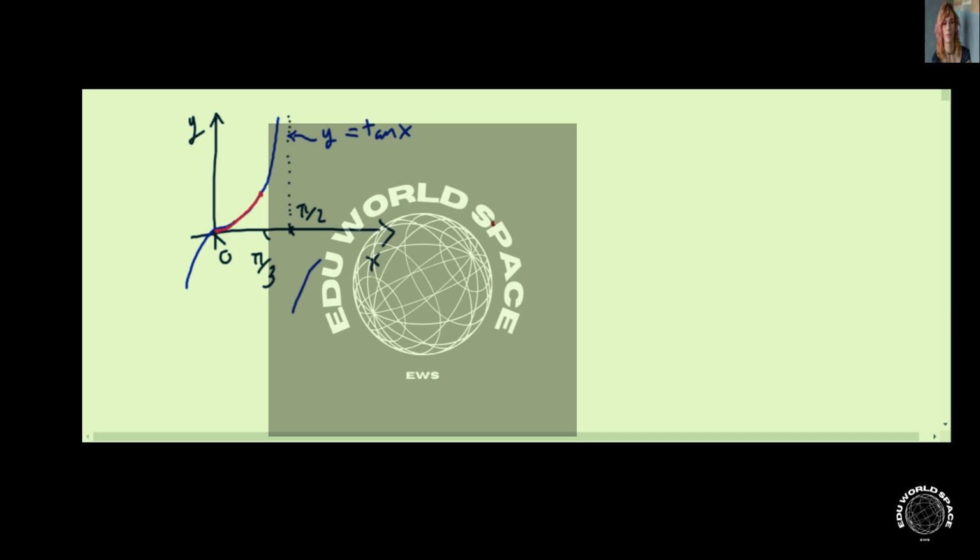I want to rotate about the x-axis, so that we will rotate this piece from 0 up to pi thirds, up like that. We will get something like that, some sort of like a trumpet, something like that. So we want to compute what is the area of this.